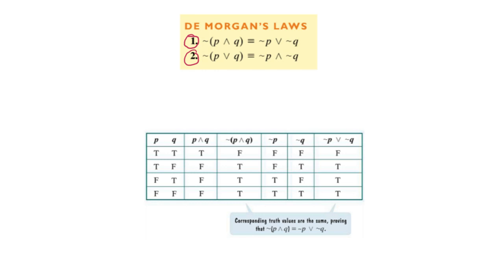So to prove the point here, they did the truth table once again, and you can see that the negation of a conditional, which ends up being false, true, true, true, is equivalent to not P or not Q.